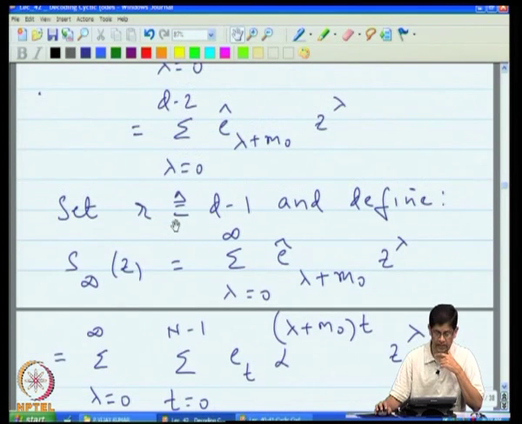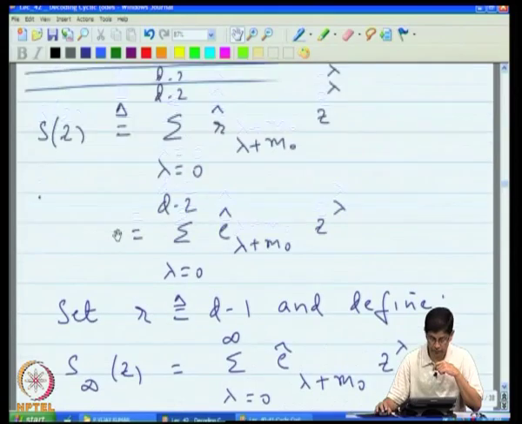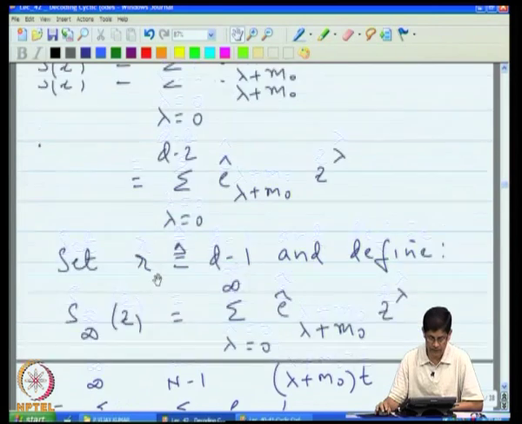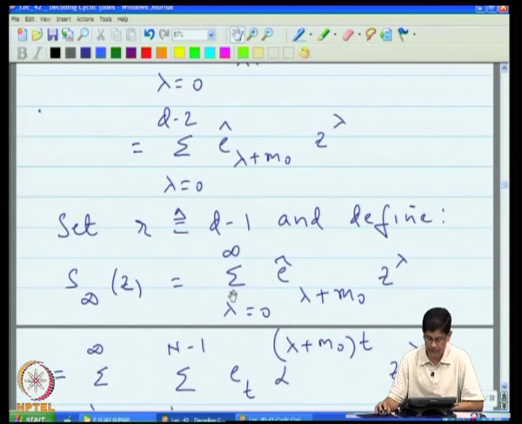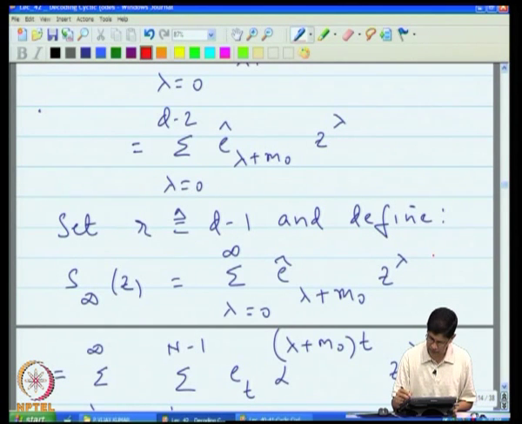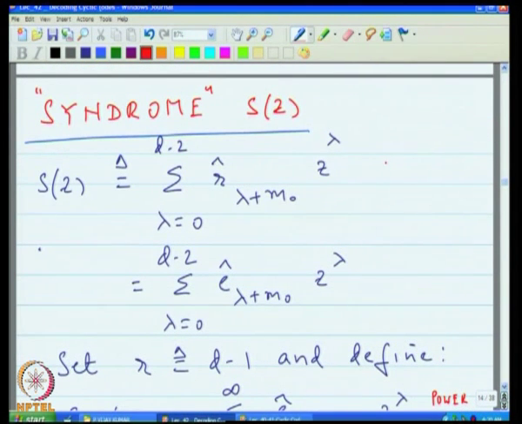Now, it is convenient to set d minus 1 to be r. So, this r has nothing to do with the received signal, it is just a symbol. So, let us define d minus 1 to be r and define s infinity of z. Okay. Now, we already defined s of z. So, this is a different term, s infinity of z. Whereas s of z is a polynomial, s infinity of z is actually a power series. So, it is worth noting that down here. This is actually a formal power series, whereas this thing over here is a polynomial.